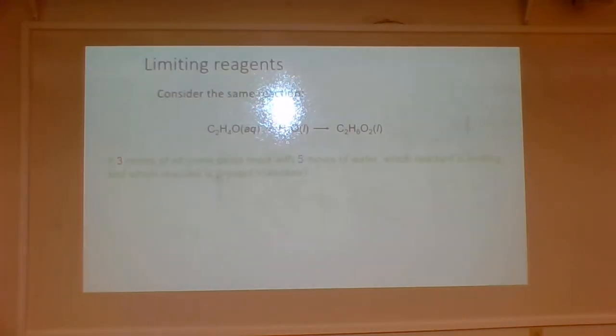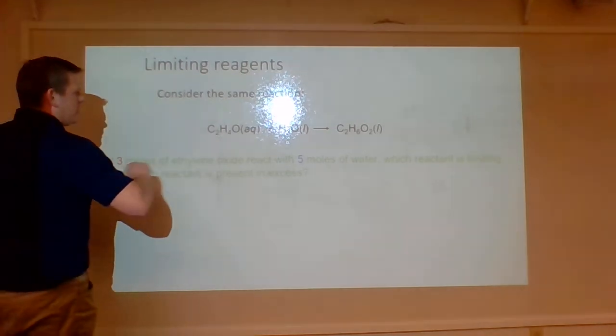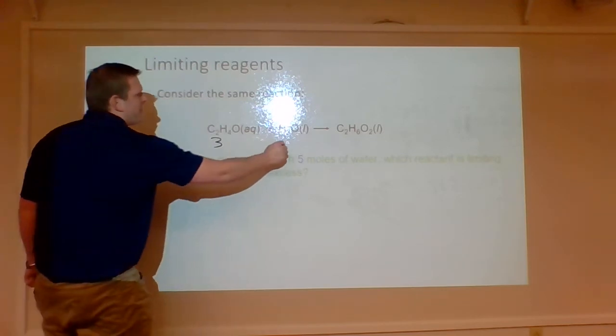Okay, so let's consider the same reaction. If 3 moles of ethylene oxide react with 5 moles of water, which reactant is limiting and which reactant is present in excess? So the same sort of idea. The last case was visualizing on our microscopic visualization. Here we're jumping up to the macroscopic, where we're talking about the number of moles, something that's more tangible that we can hold. Since it's a 1-to-1 to 1-to-1 ratio, we have our 3 moles here of our ethylene oxide. We have 5 moles of water.